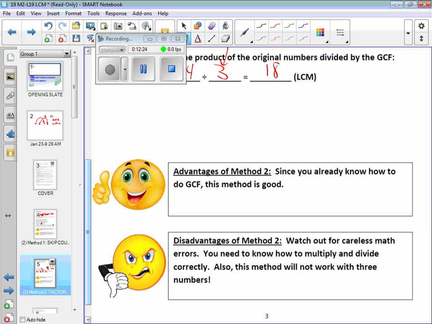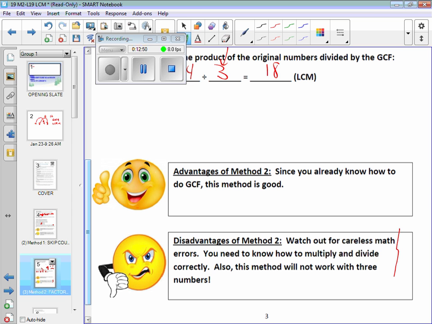Advantages and disadvantages of what we just did. If you know how to do GCF, that's your starting block. It's good to use it. What you do have to watch out for is careless math errors. If I ask you the LCM of 12 and 8, when you multiply 12 times 8, you better get that right. If you put down 72, your LCM's not going to be right. So you got to be careful.